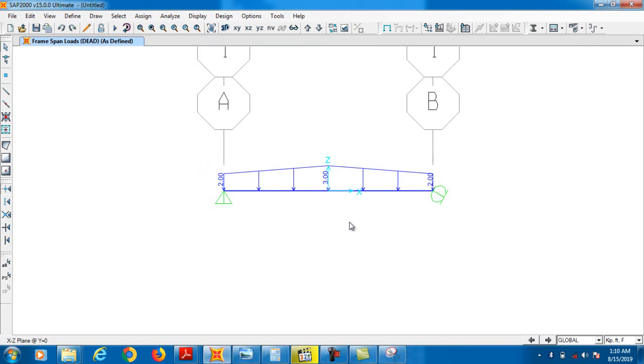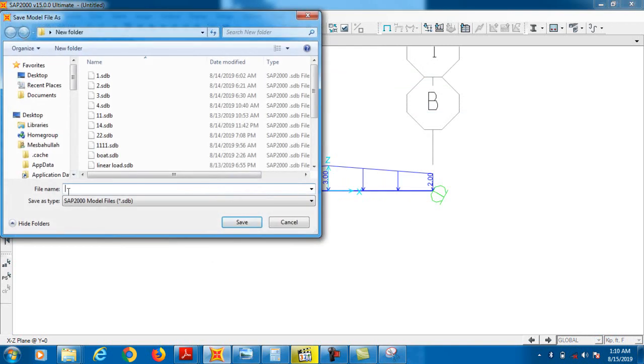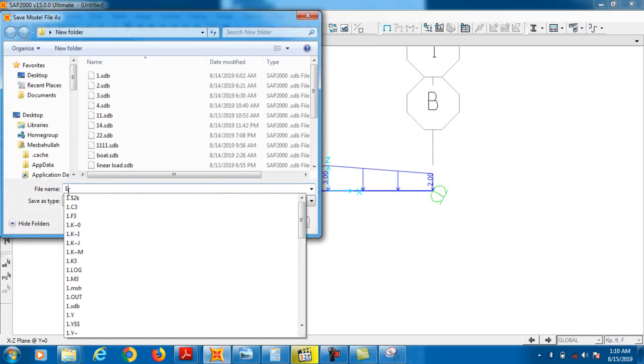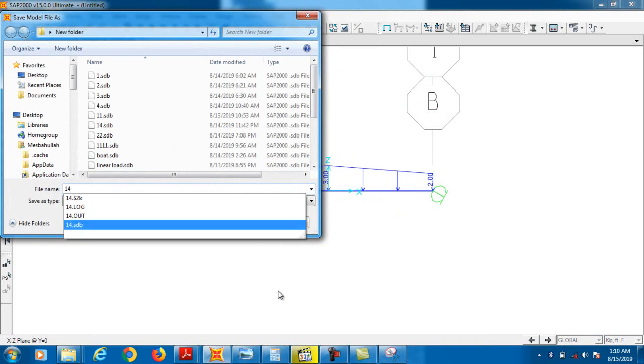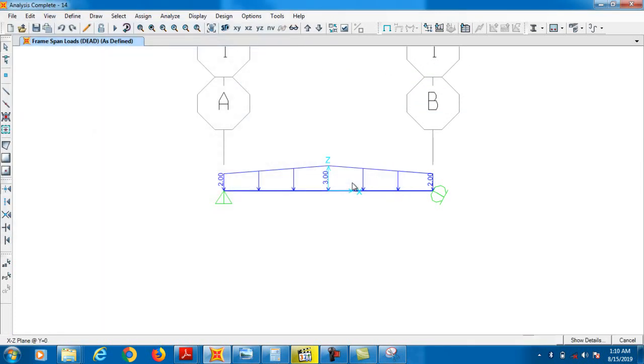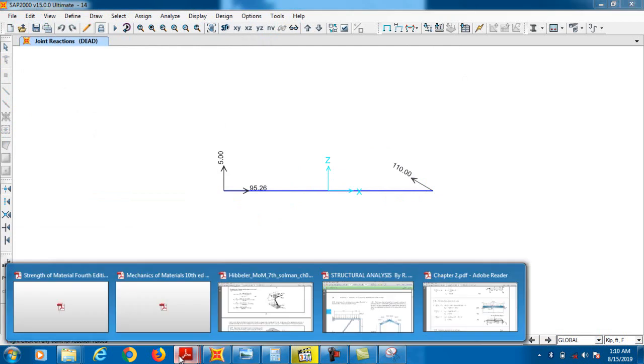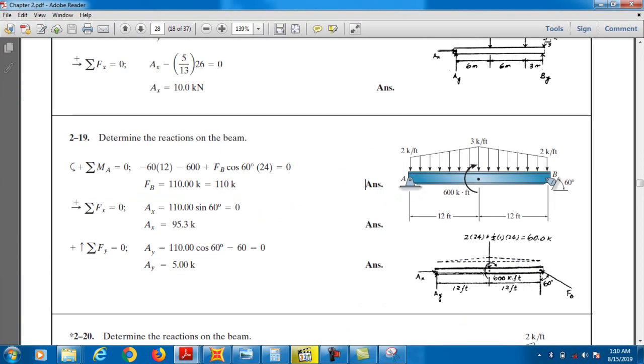Now the loading and joints are assigned. We will analyze the structure. Model, do not run, run now. Save the project. These are the reactions, so let's check whether the reactions are okay or not.